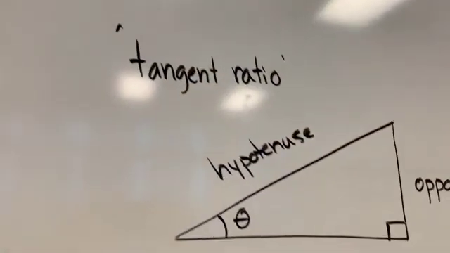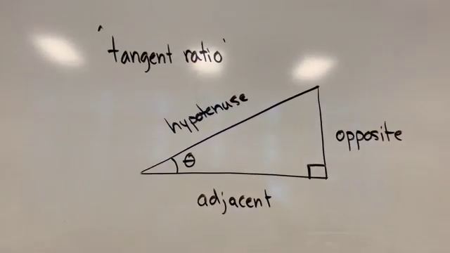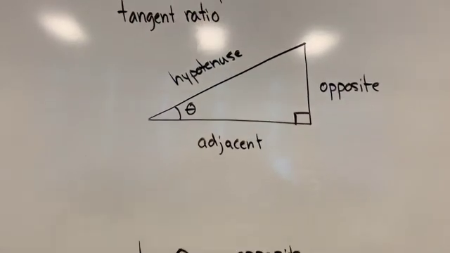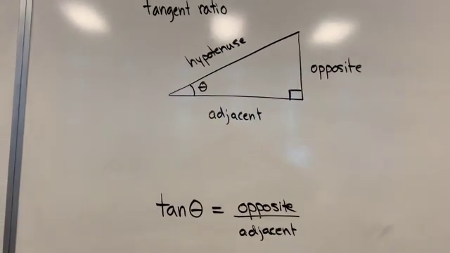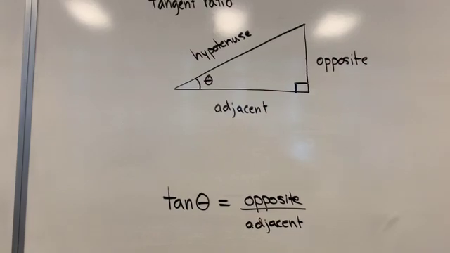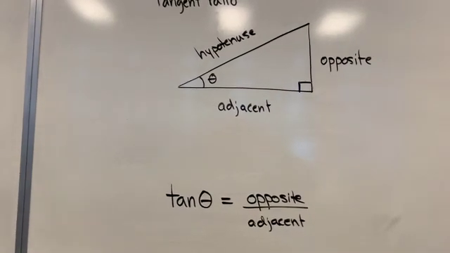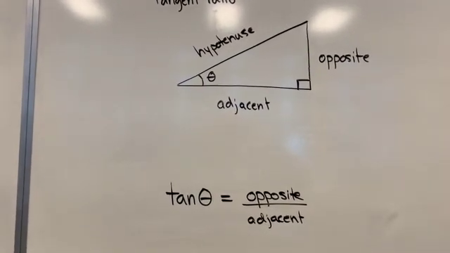We saw in the last one that the tangent ratio is defined as dividing the length of the opposite side by the adjacent side. So it's just a ratio. It tells you how big one of these sides is relative to the other.